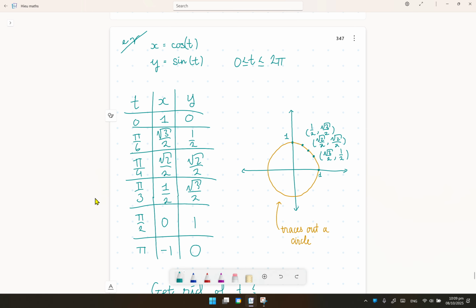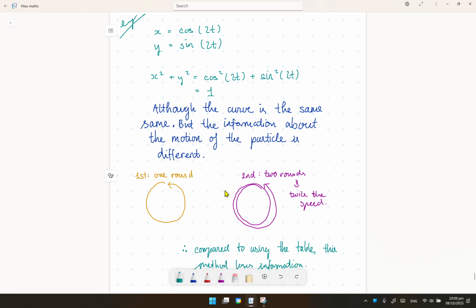Why? Because this is cos 2t and sine 2t. If we were to do this kind of plot, but instead of cos t we use cos 2t, and instead of sine t we use sine 2t, what you'll see is that the circle repeats itself. So when there's cos 2t, it does 2 loops for the same amount of t's as the first one. The first one only does 1 loop when the second one does 2 loops.